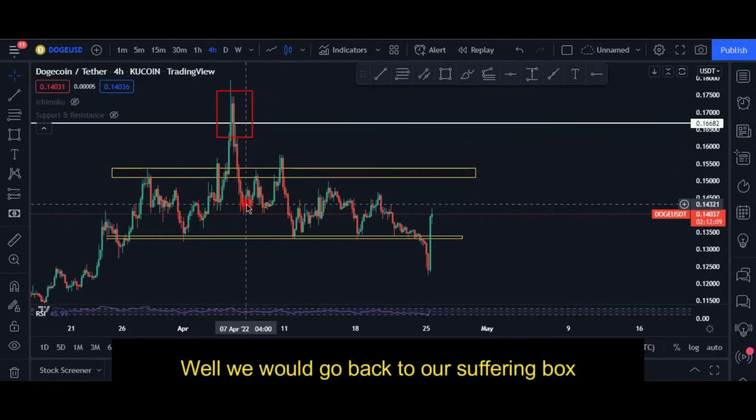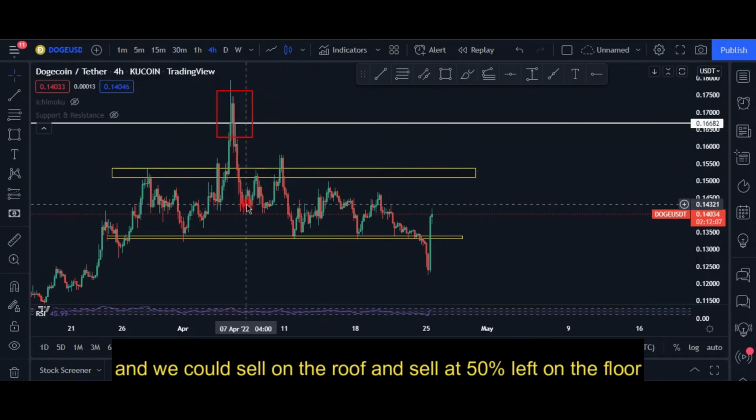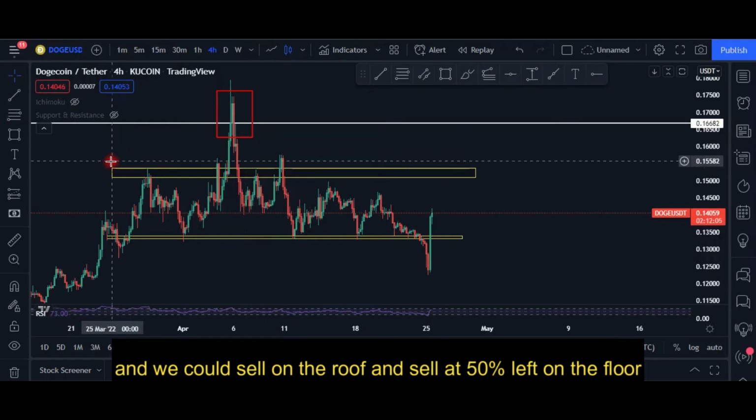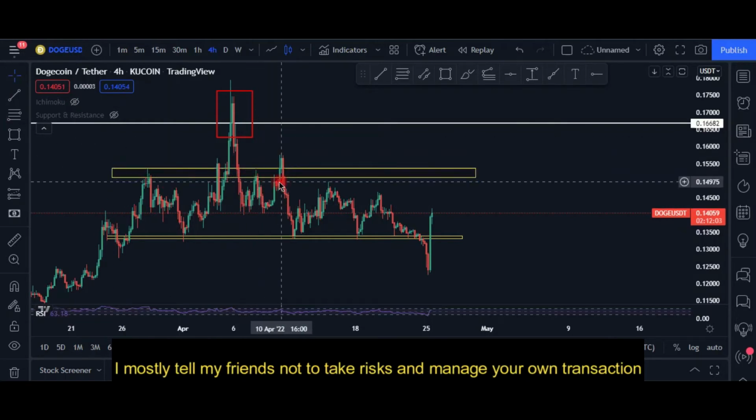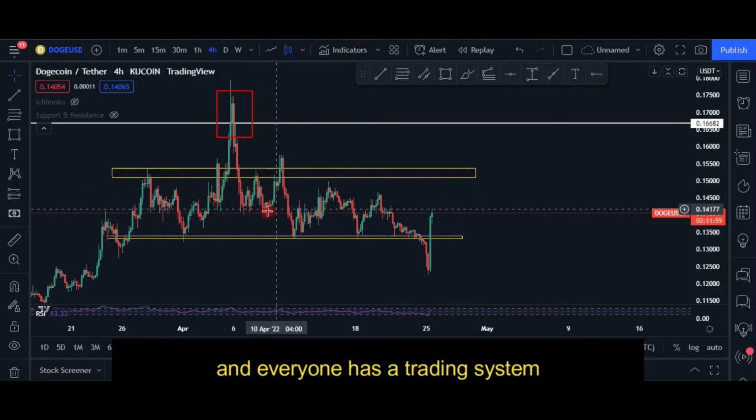Well, we would go back to our suffering box, and we could sell on the roof and sell at 50% left on the floor. I mostly tell my friends not to take risks and manage your own transaction, and everyone has a trading system.